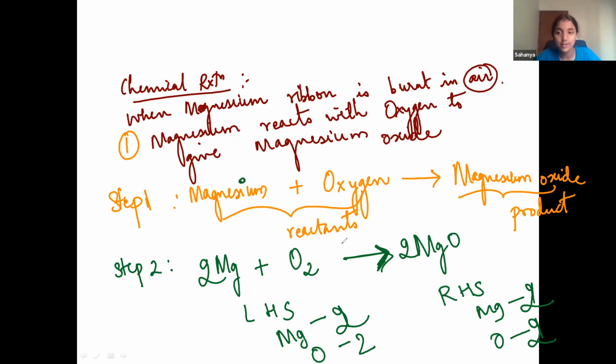If you wanted to make another equation, like this one, Mg. So after writing this step 2, in step 3 you have to balance this equation.